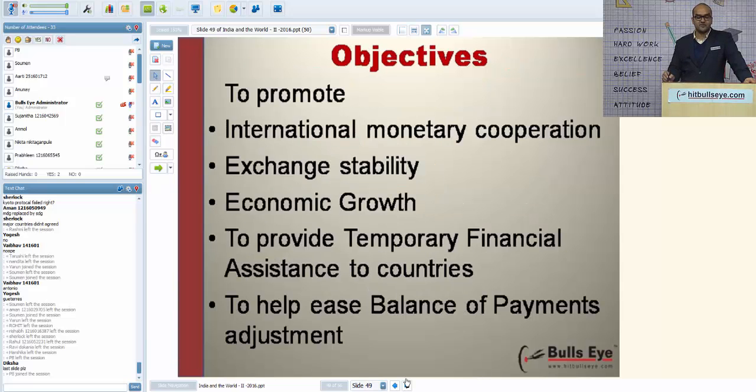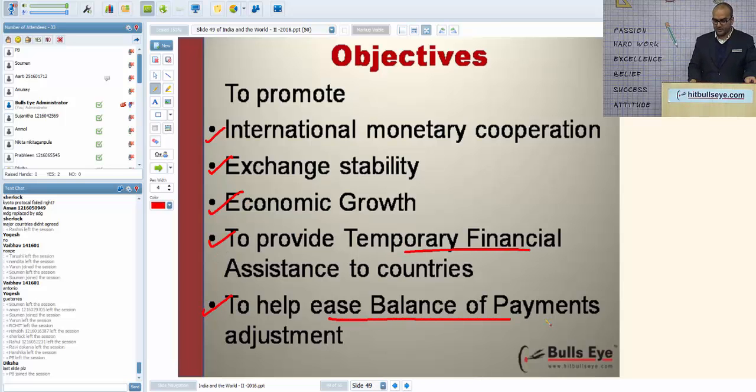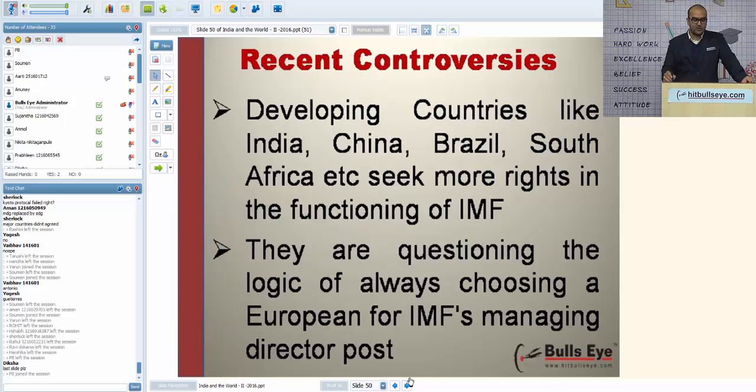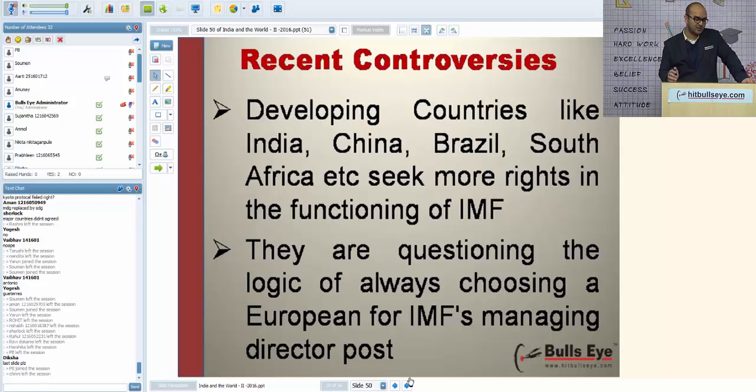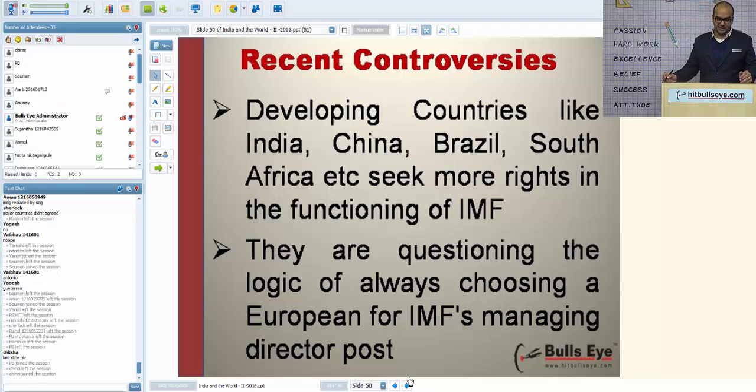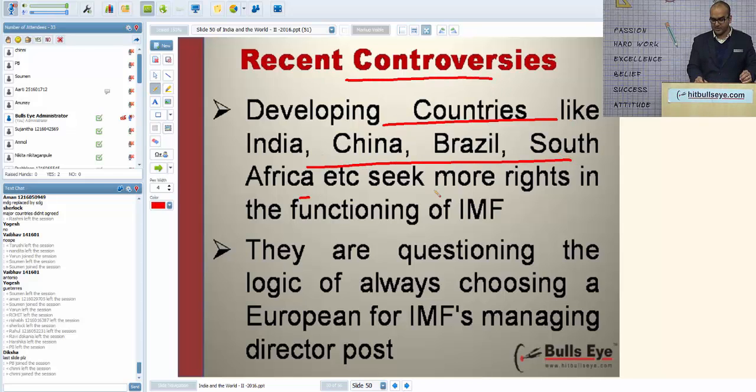And these are the objectives of IMF, right? International monetary cooperation, exchange stability, economic growth, provide temporary financial assistance and help ease balance of payment crisis or adjustments, right? So let's just look at the recent controversies, as these are most important as far as the second process of your selection is concerned, right? Recent controversies. Developing countries like India, China, Brazil, South Africa, etc. seek more rights in the functioning of IMF.